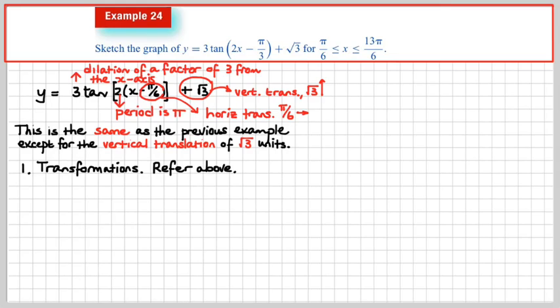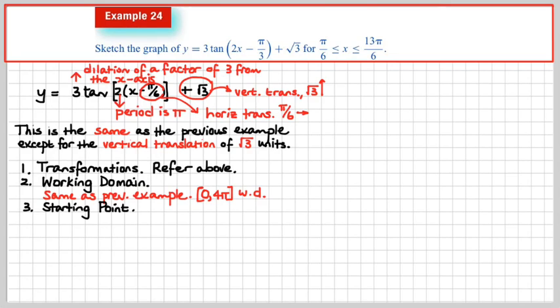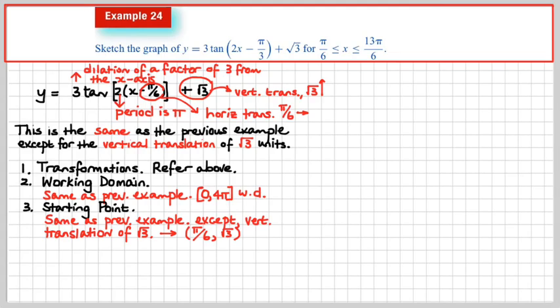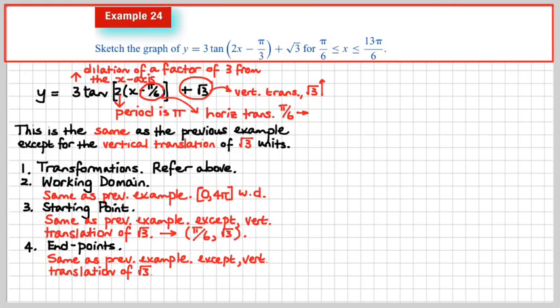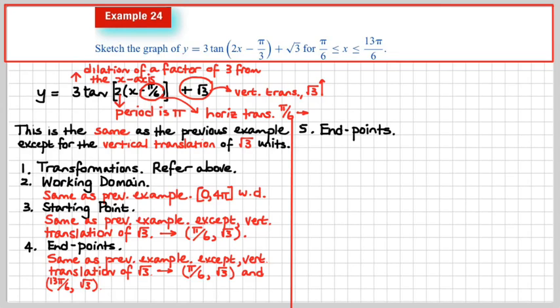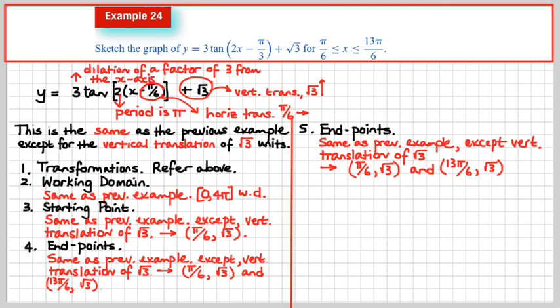Okay. Right, transformation refer above, working domain. Well, that was the same as before. Starting point. Now, the starting point will be the same as the previous example, except that it's been vertically translated by root 3 upwards. So that'll give us pi on 6 and root 3 instead of pi on 6 and 0. Endpoints, same as the previous example, except they've been vertically translated upwards by root 3. So it's pi on 6, root 3. 13 pi on 6 and root 3.